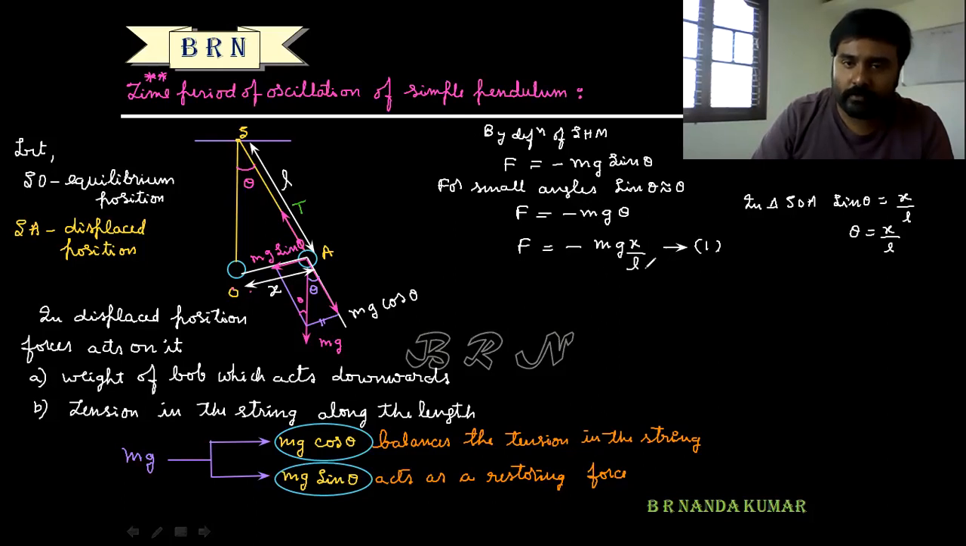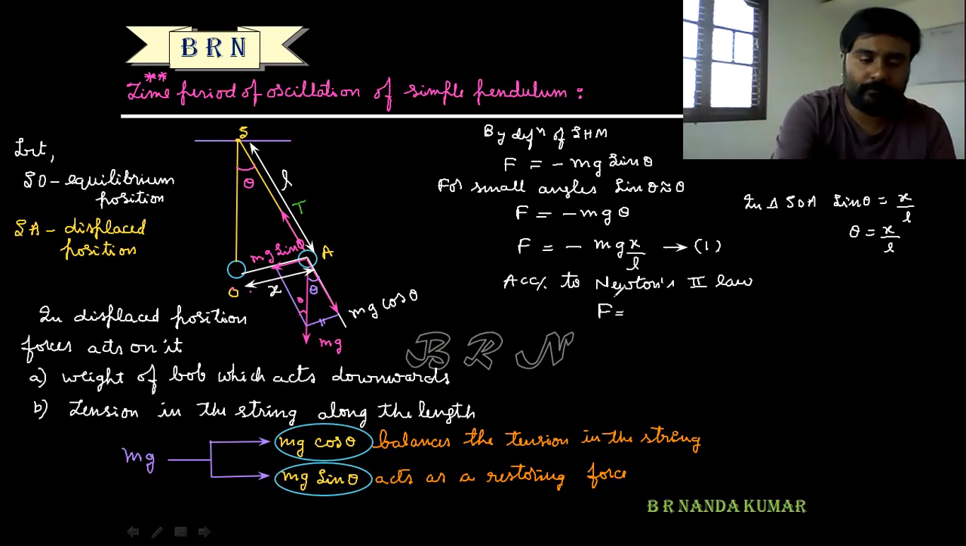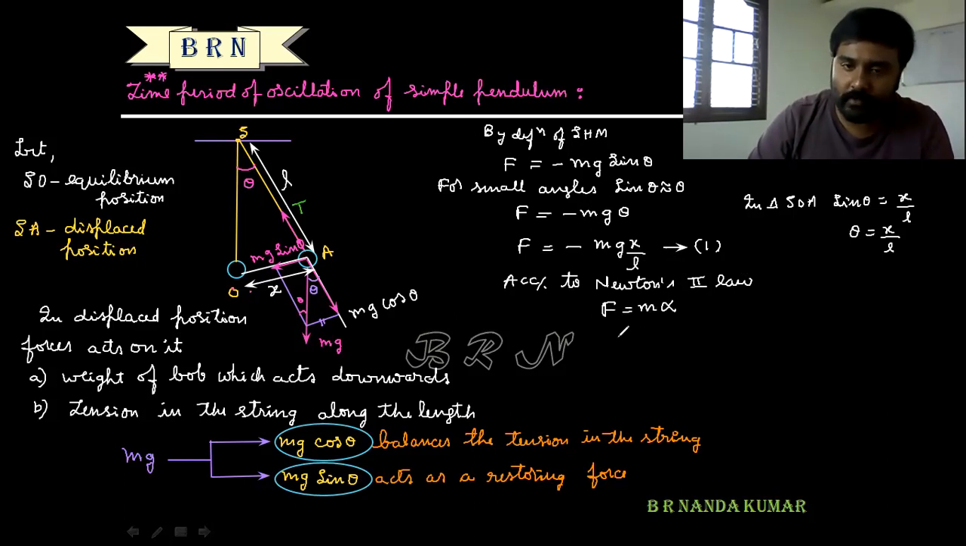So according to Newton's second law of motion, F is equal to mass into acceleration. For a particle executing simple harmonic motion, F is equal to m alpha, where alpha is minus omega square x, and x is the displacement. So alpha is equal to minus omega square x. This is the formula. Call this equation number 2.